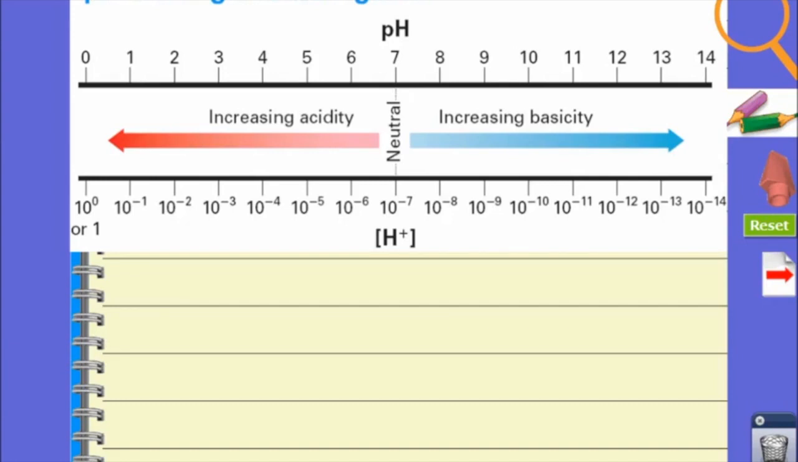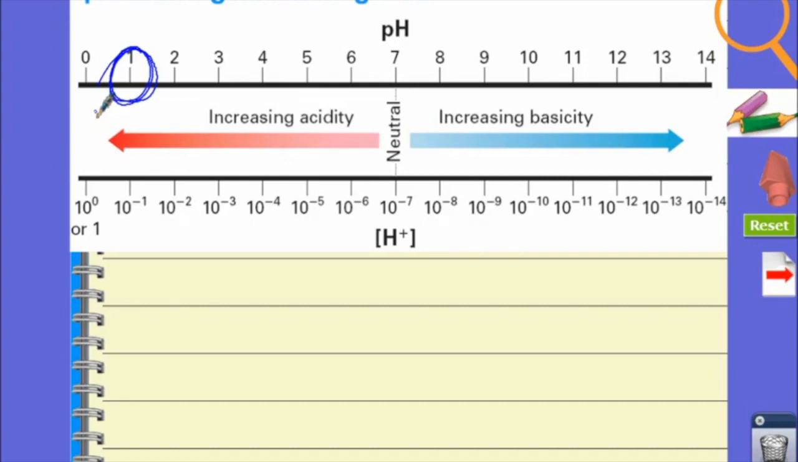For any solution, if the concentration of hydrogen ion is greater than 10 to the negative 7, the solution is acidic. The pH is less than 7. The lower the pH, the more acidic is the solution.